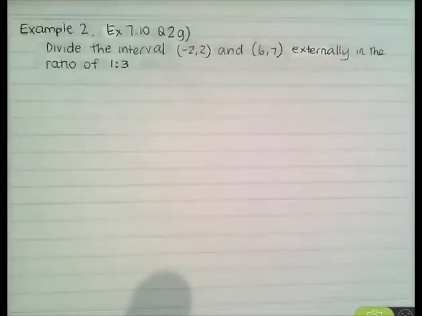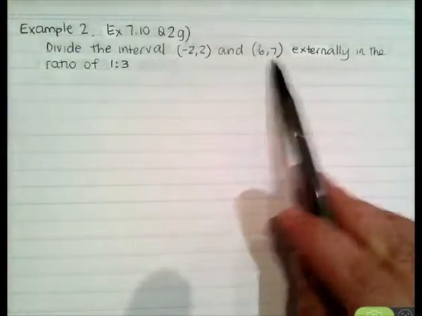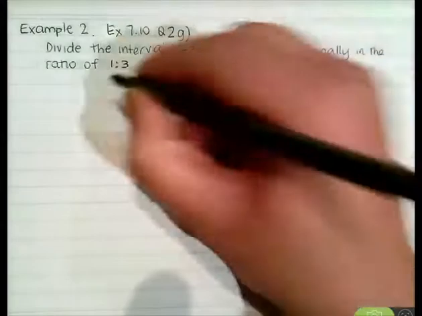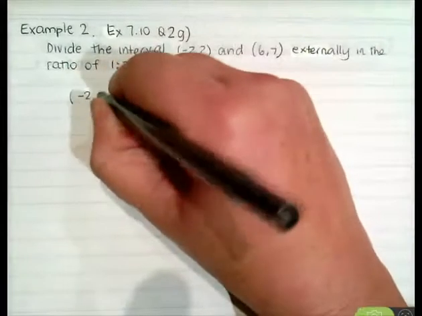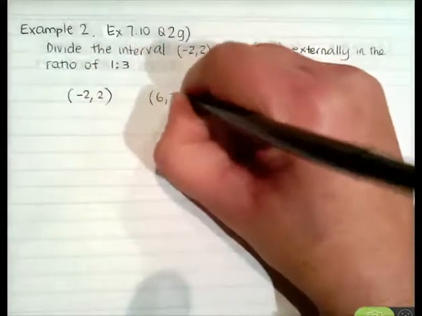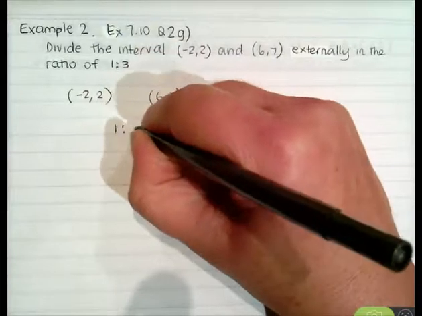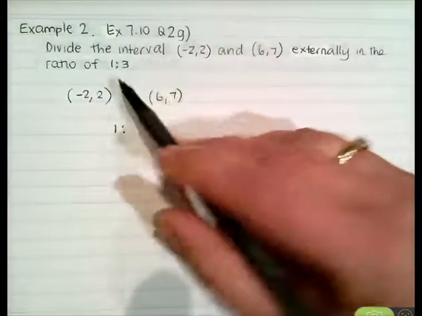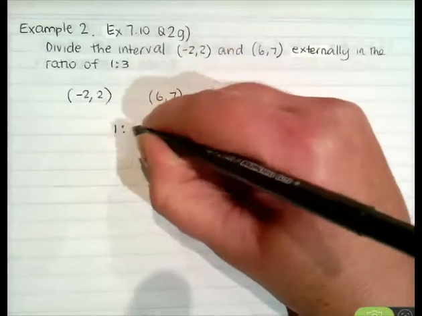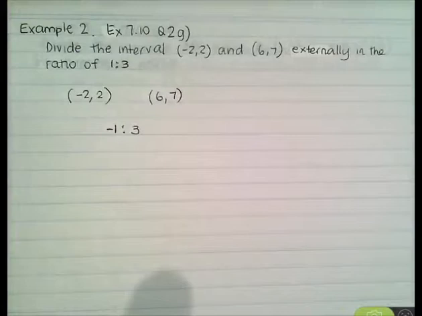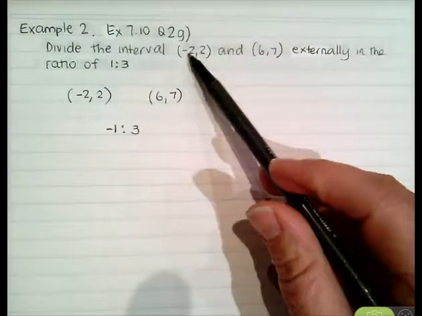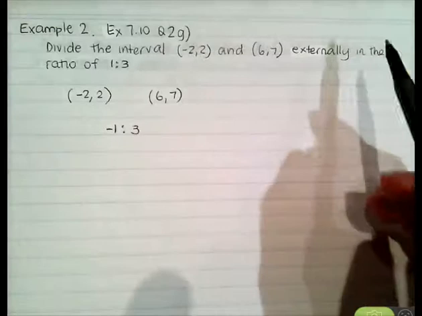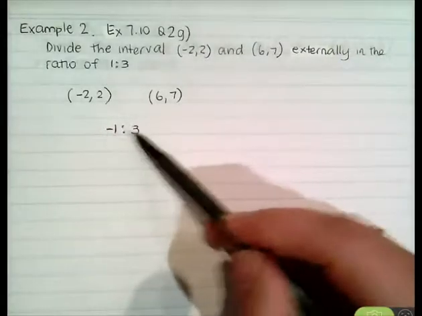Okay, here is example 2, which is from exercise 4.10, question 2G. And the question is to divide the interval -2, 2, 6, 7 externally in the ratio of 1 to 3. So we start by writing our 2 points. So we've got -2, 2, and we've got 6, 7 here. And we write the ratio 1 to 3. But because it's external division, you have to do either 1 to -3 or -1 to 3, and your point will lie not between these 2 points, it will lie on one side of those points. So for external division, just one of the ratios has to be negative.